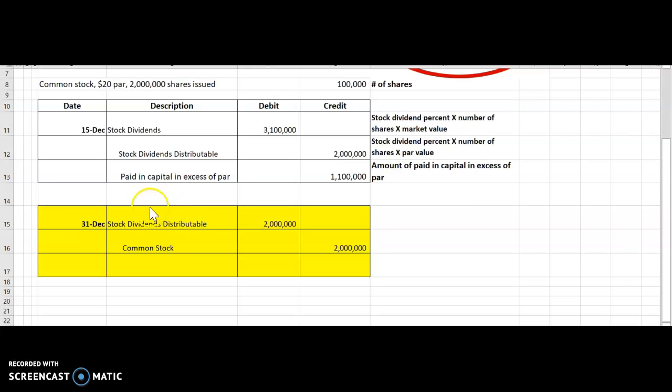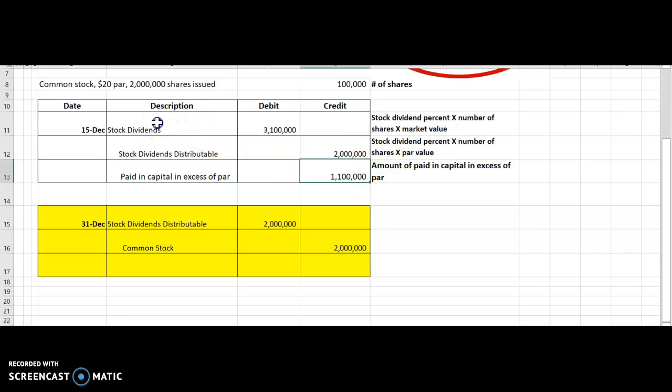All right, I want you to look at what happens on the date we distribute the stock. We're going to get rid of the stock dividends distributable and put it into common stock. So we debit it to get rid of it, and then we will credit our new common stock. Now you can see why we put this on at par value up here, because it turns into stock, and we always put our common stock on at par value. So that took care of our stock dividends distributable. The paid-in excess of par is already there.